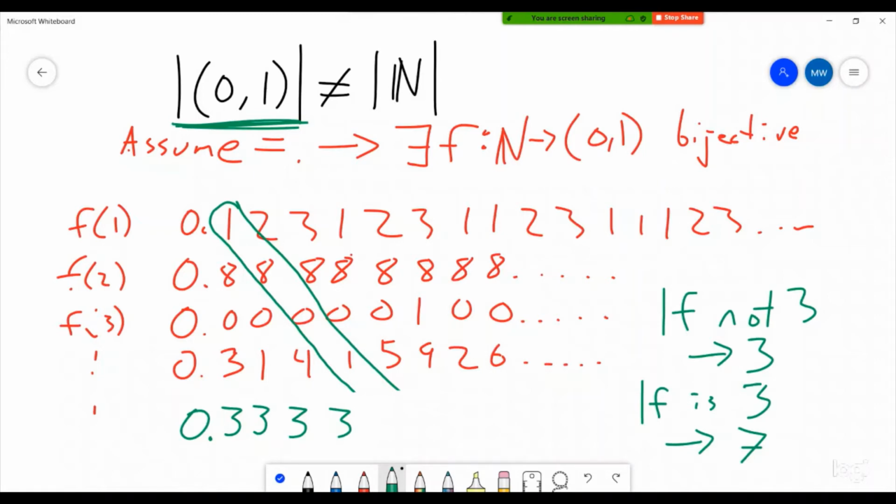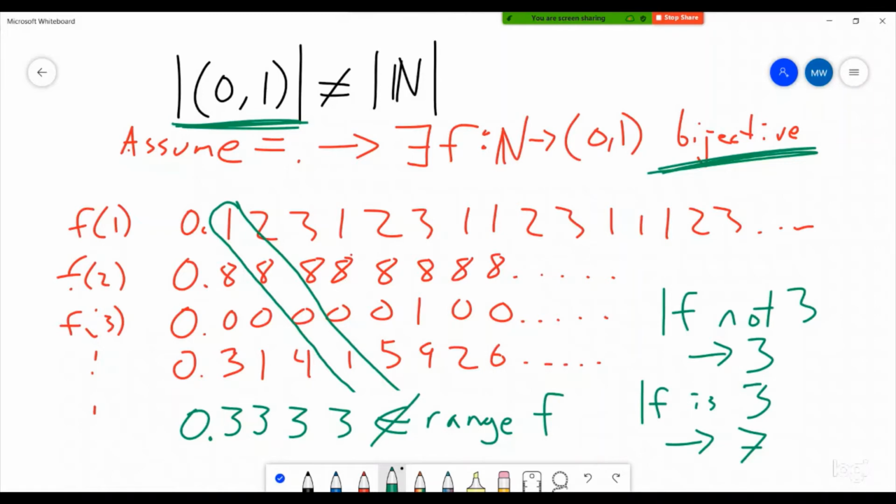It's a way to construct something that is not listed in our range of f. So it's something that is not the output of some input in our function f. So this is telling us that f is not surjective, which contradicts our assumption that it was a bijection. Did that answer your question about the diagonalization method?